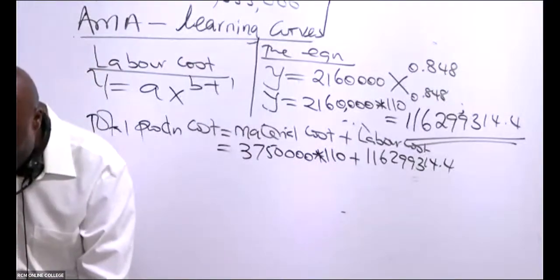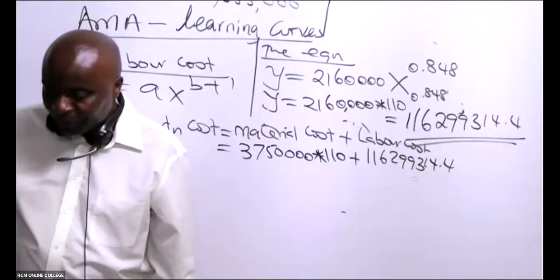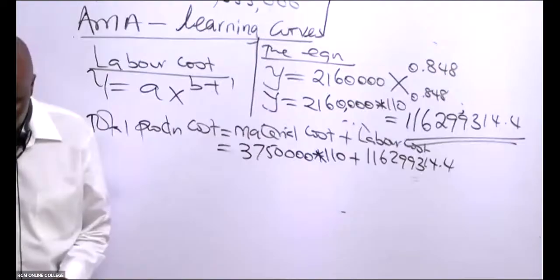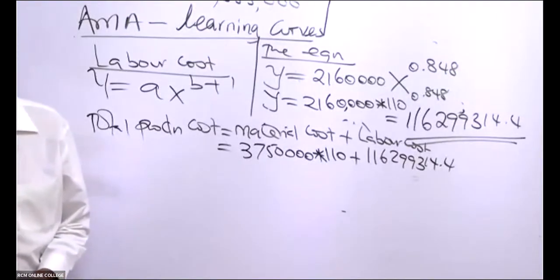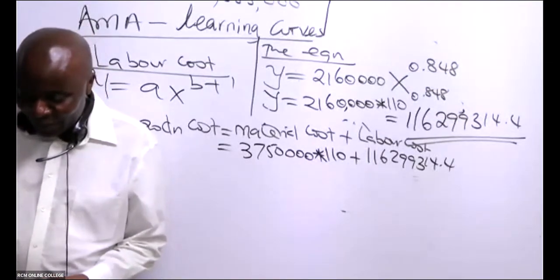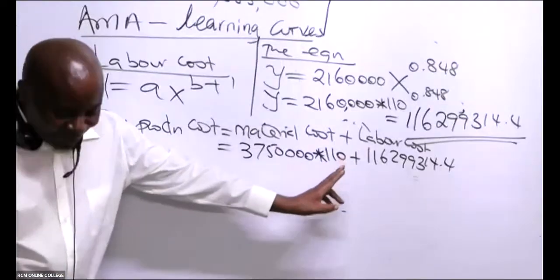And I can see two comments here. According to Dennis Ndombi, he's getting 412,500,000. No, I want total cost.